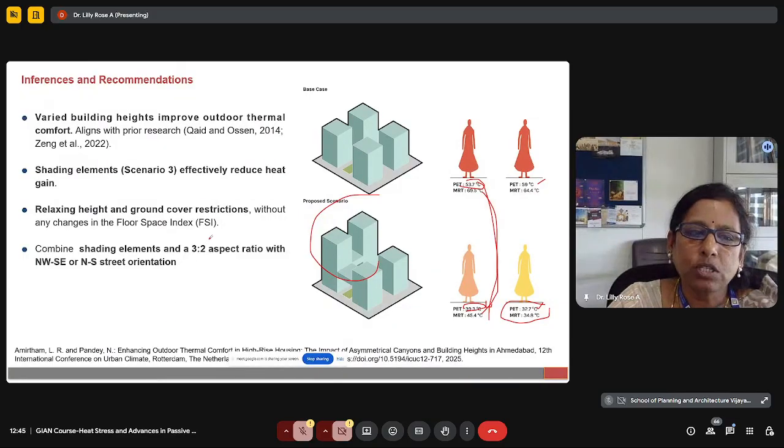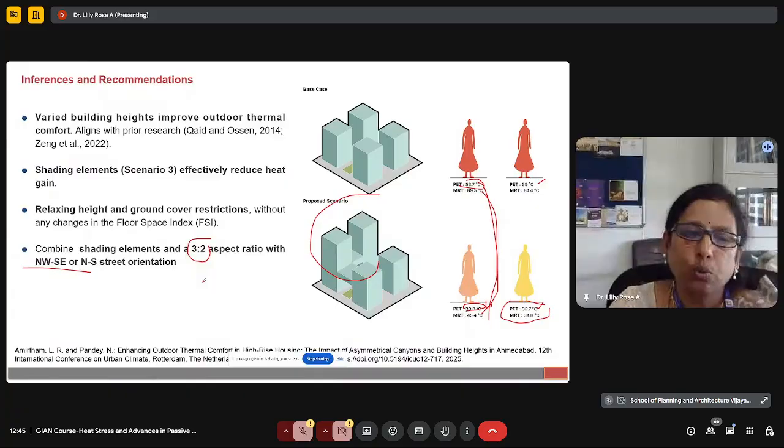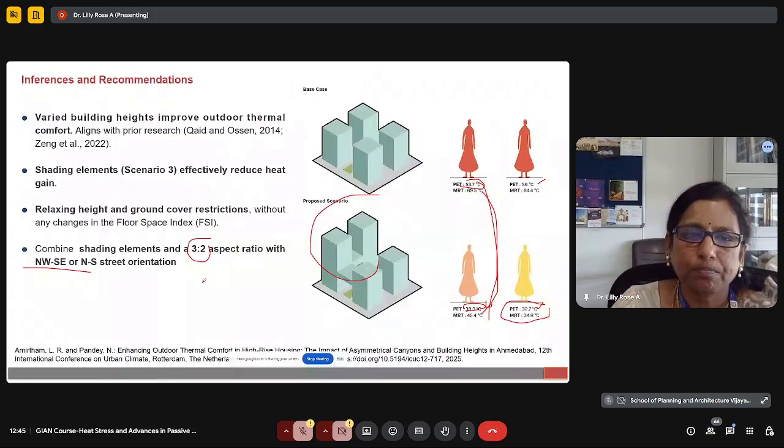So the proposal of 3:2 aspect ratio and northwest-southeast orientation worked better in the Ahmedabad scenario, but this would vary depending on the local geographic location and the wind direction. All that is important and needs to be considered for the final recommendation.